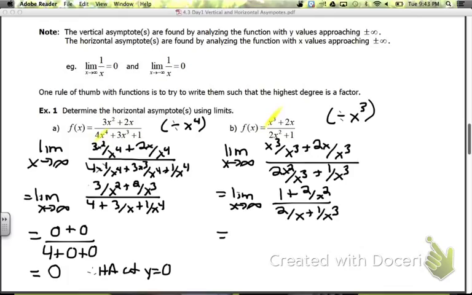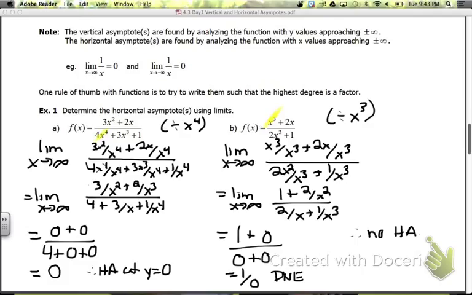Similarly, as in part A, we have 1 plus 2 divided by a larger and larger number, which is approaching 0. So 1 plus 0 over 0 plus 0. So this would be 1 divided by 0. Now, 1 divided by 0 does not exist. You'll get an error by putting it into your calculator if you try. So therefore we have no horizontal asymptote.